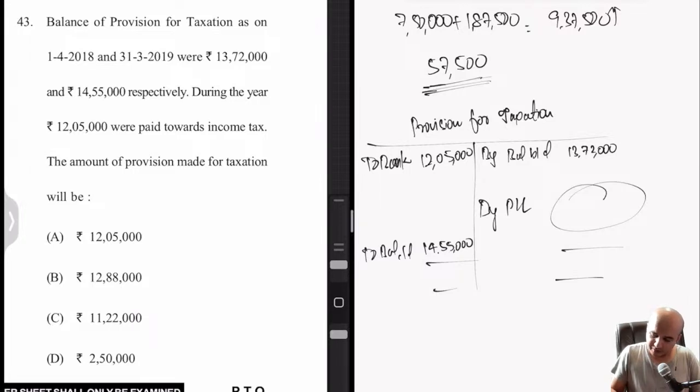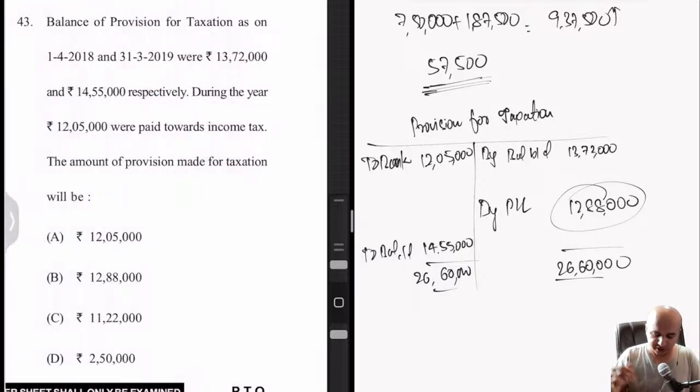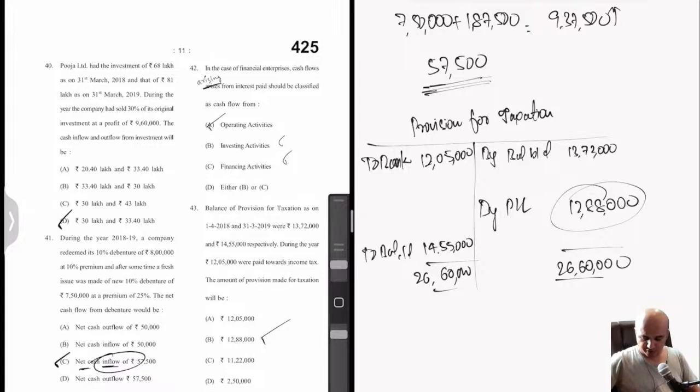So now how much is the total here? This will be 26 lakh 60,000. So 26 lakh 60,000 minus 13 lakh 72,000, 26.6 minus 13.72. This will be 12 lakhs and 88,000. That is the provision which the company has created, which is option B. I hope it is clear. So the current year provision in this case would be option B, which is 12 lakhs and 88,000. Very straightforward question. There is nothing much to do here. Moving on.